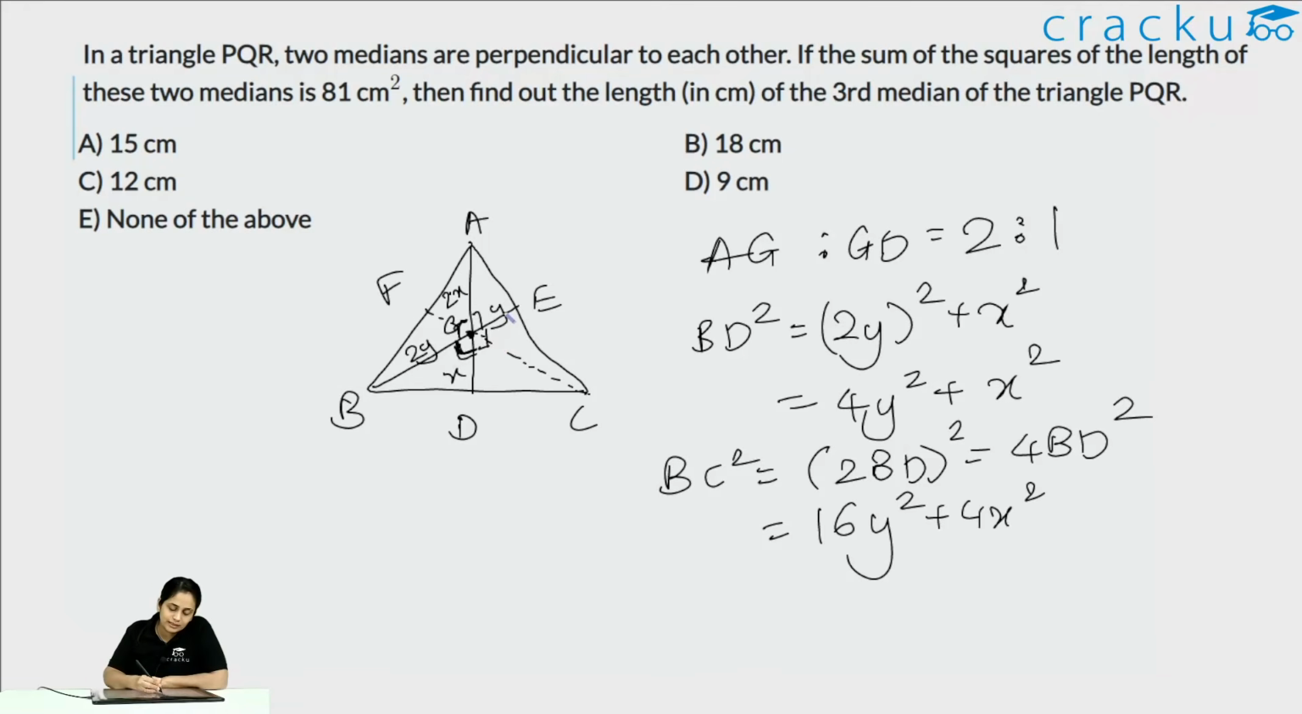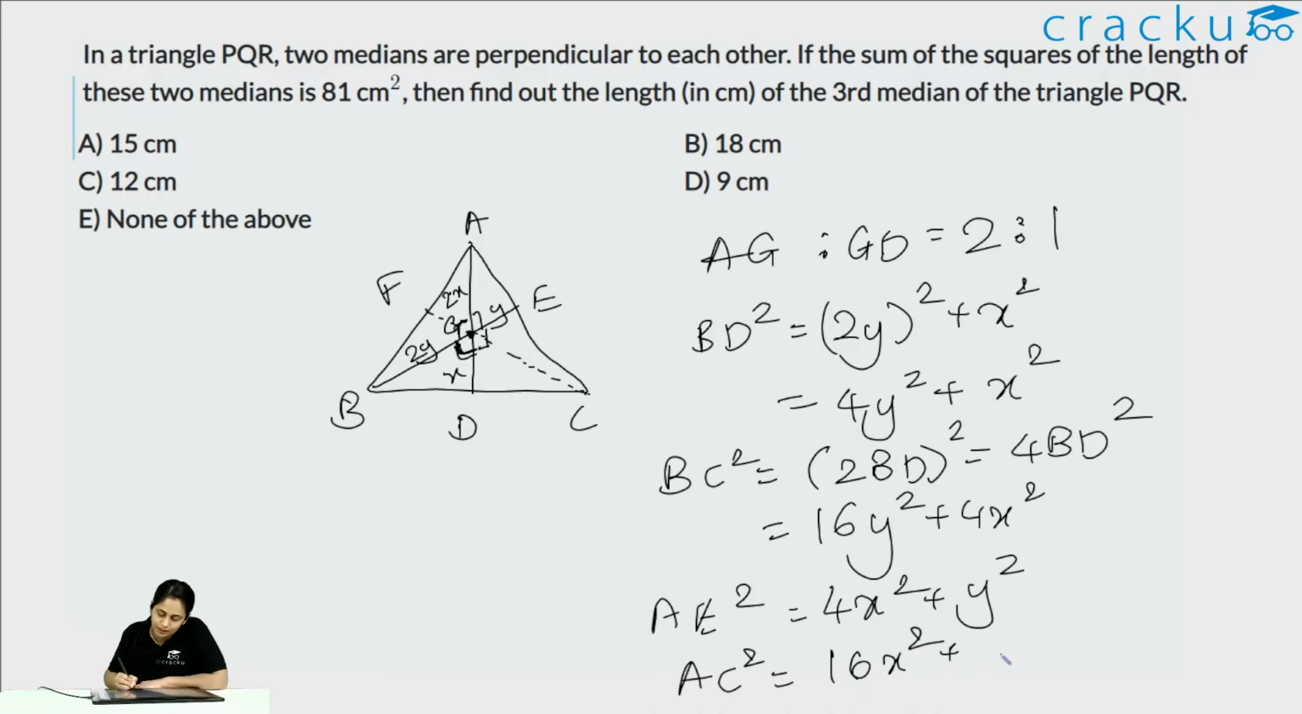Now this is 2x, this is 2y, and A is the hypotenuse. So again, AE square is equal to how much? AE square is equal to 4x square plus y square. Again, AE is equal to half of AC, so AC square is 4 times AE square. So that is essentially 16x square plus y square.